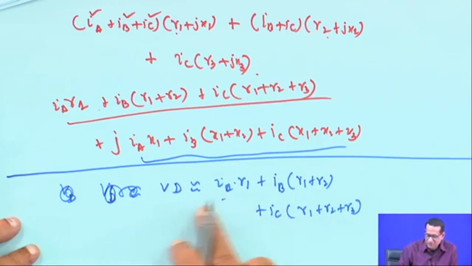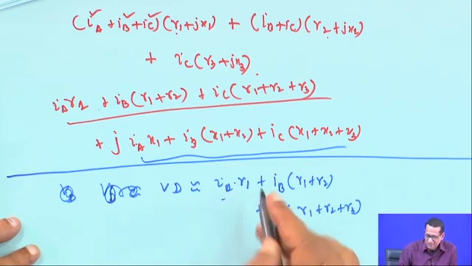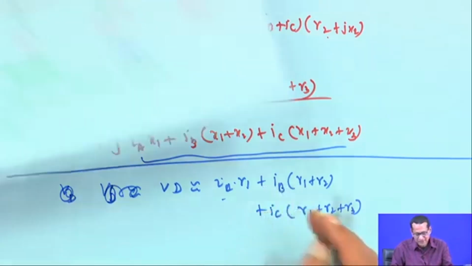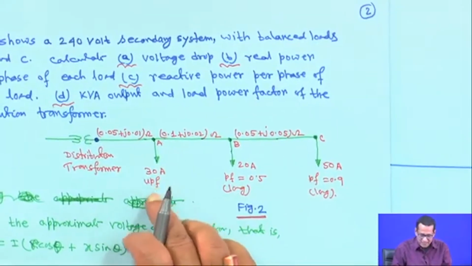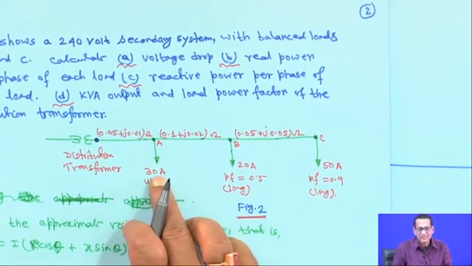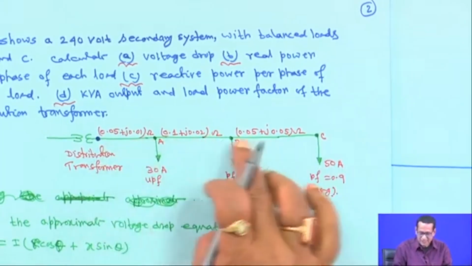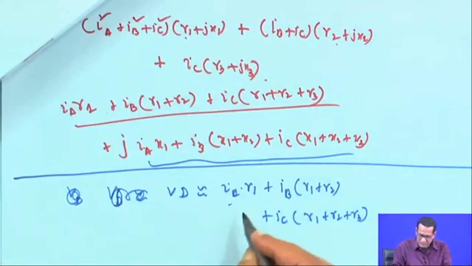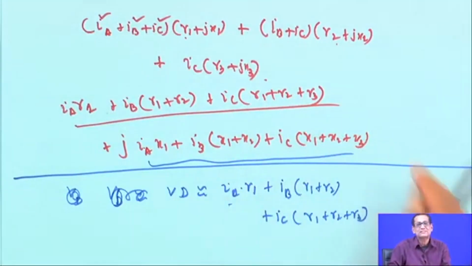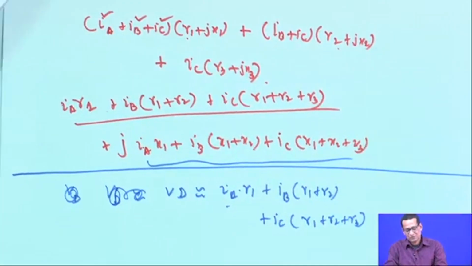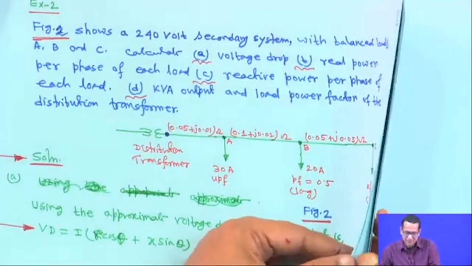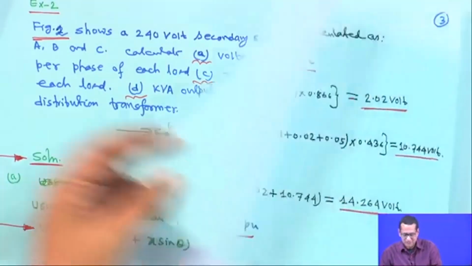So, this will be the formula. VD will be, for that example, IA, the current going, 30 ampere, into R1, then plus IB into R1 plus R2, then IC into R1 plus R2 plus R3, whatever is coming from this derivation, right. That is the approximate method, because we do not use that complex term, which will be very small.